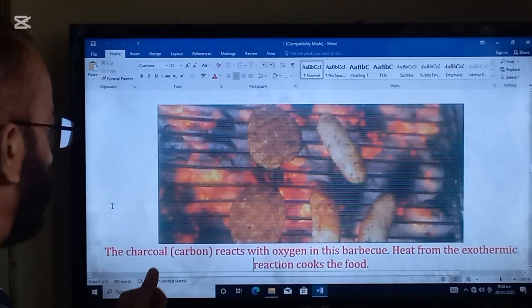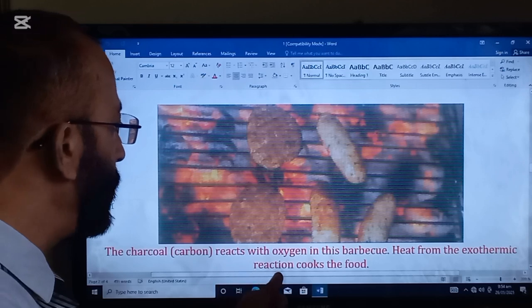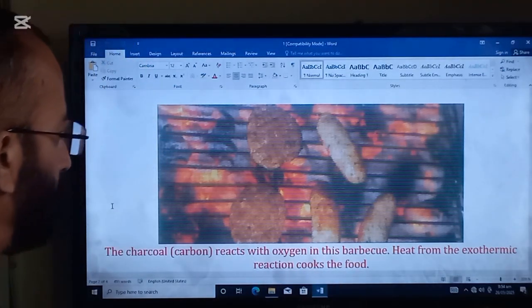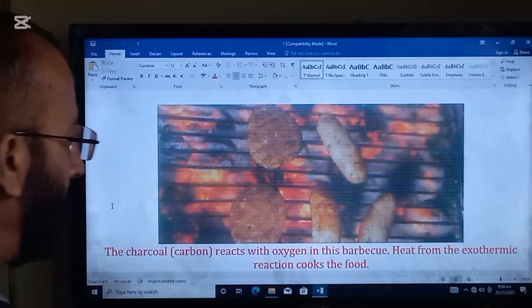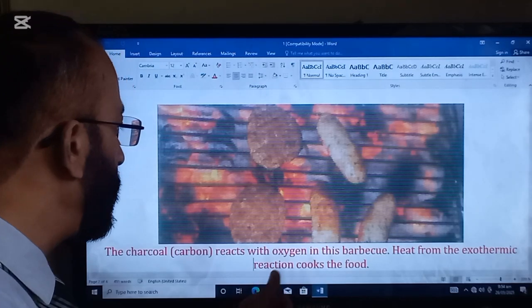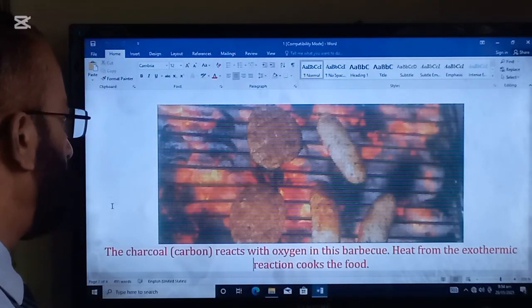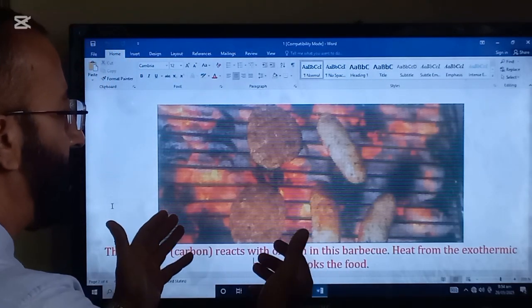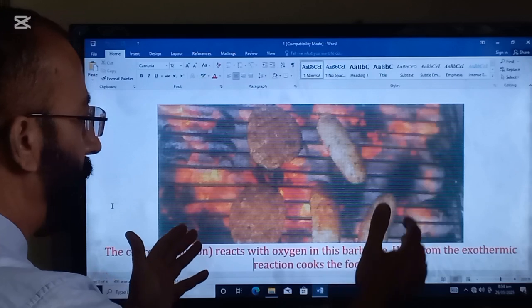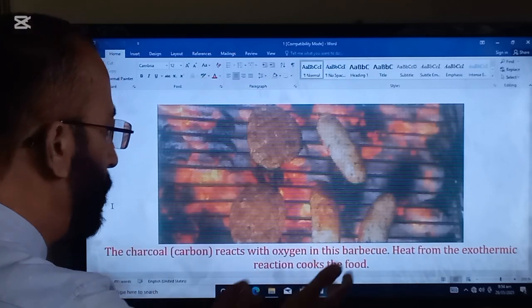The charcoal, carbon, reacts with oxygen in this barbecue. Heat from the exothermic reaction cooks the food. Because heat from the charcoal is given out to the surroundings, due to which this barbecue will be cooked.